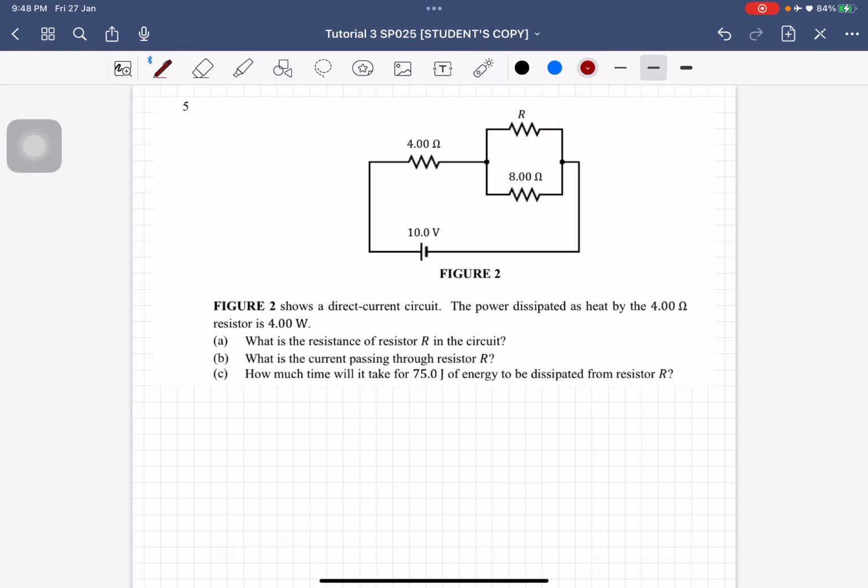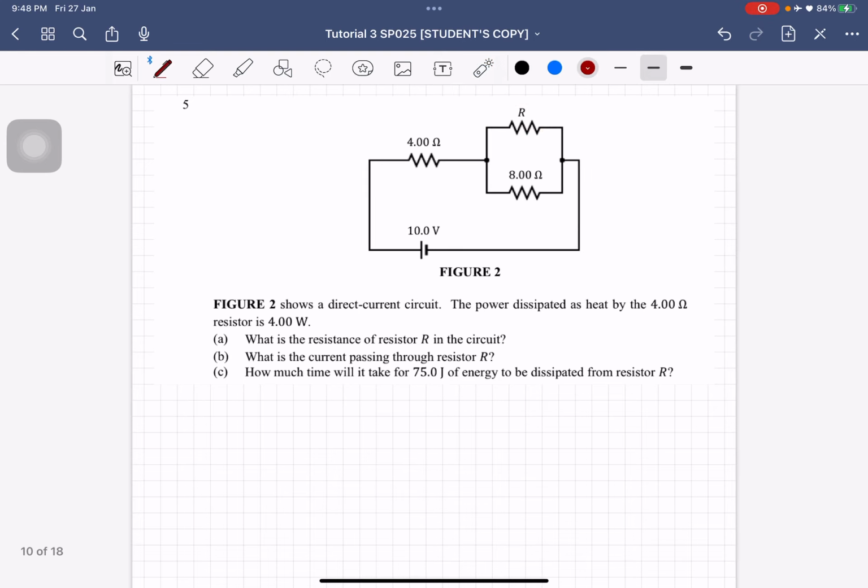First, I'm going to label each of these resistors. This is R1, this is R2, this is R3. Now the question asks us to find the value of R. What I'm going to do first is calculate the value of current flowing through the circuit. The current flowing through this external circuit will be the same as the current flowing through this resistor here. So the current here will be known as I1.